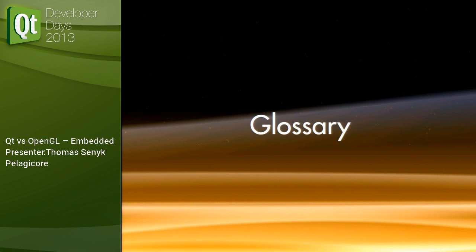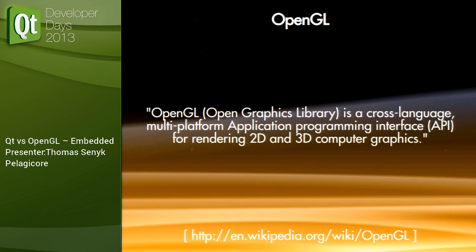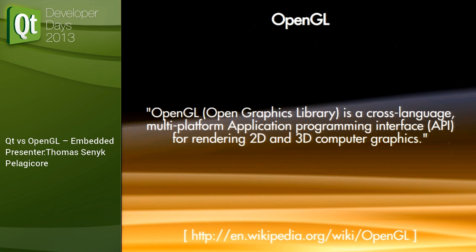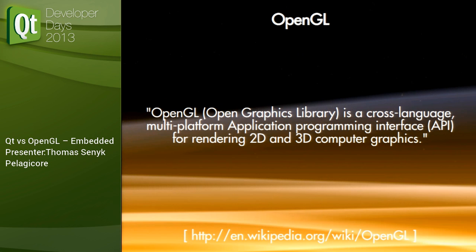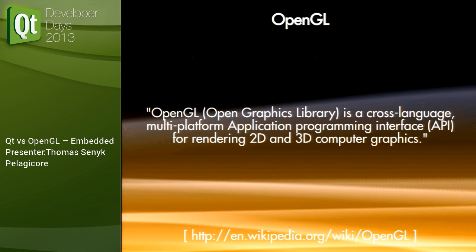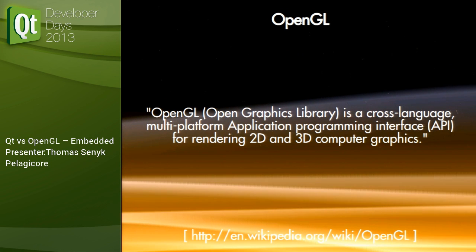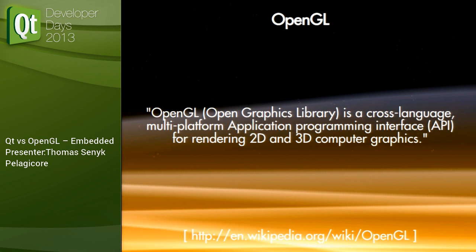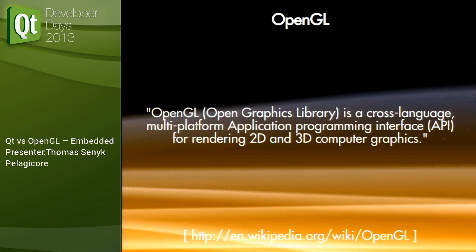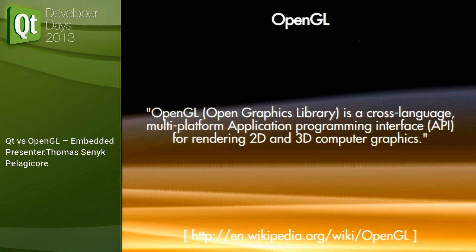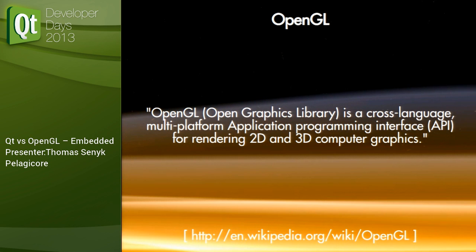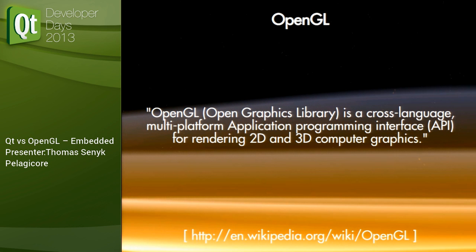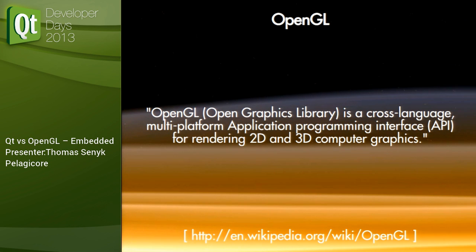So glossary, again, it's just 2 slides. The first slide is the definition of OpenGL from Wikipedia.org. OpenGL is a cross-language, multi-platform application programming interface for rendering 2D and 3D computer graphics. Let's just dissect that sentence a little bit. It's cross-language. Not everybody's aware of the fact. Most people only use the C API and the C library. There's binding for, I think, virtually any language, or you can at least use it in virtually any language.